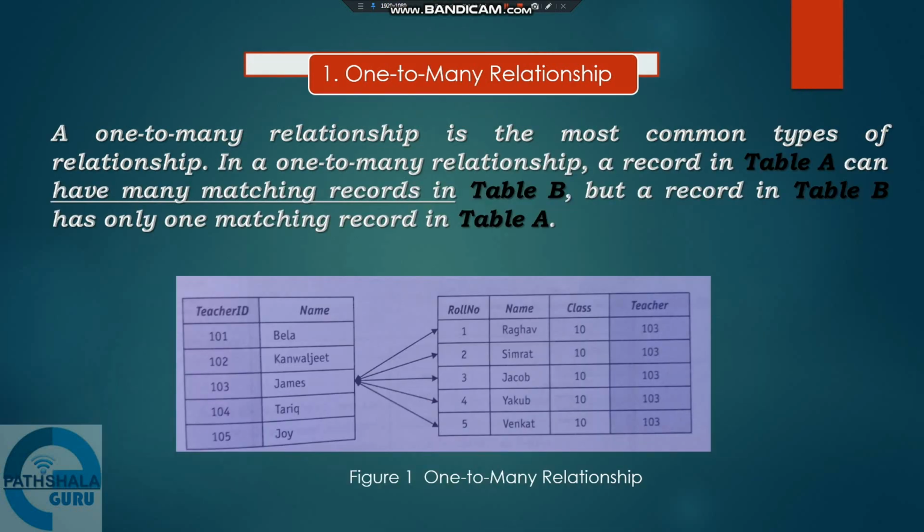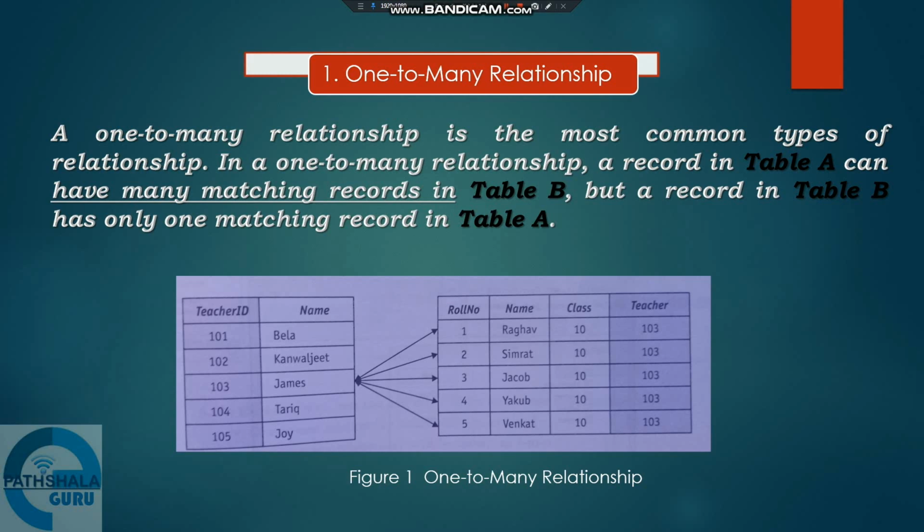One to many relationship is the most common type of relationship. In a one to many relationship, a record in table A can have multiple matching records in table B, but a record in table B has only one matching record in table A. For example, consider the tables teacher and student, which have a one to many relationship, where one class teacher teaches many students, but each student has only one teacher.